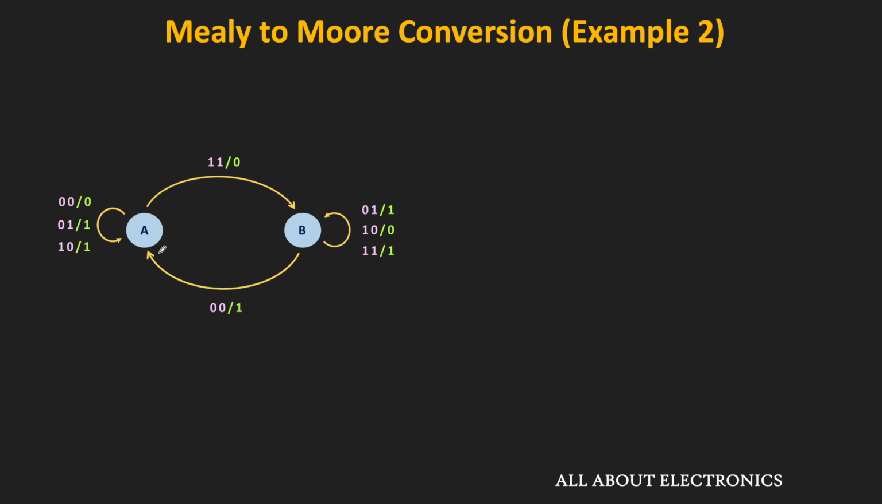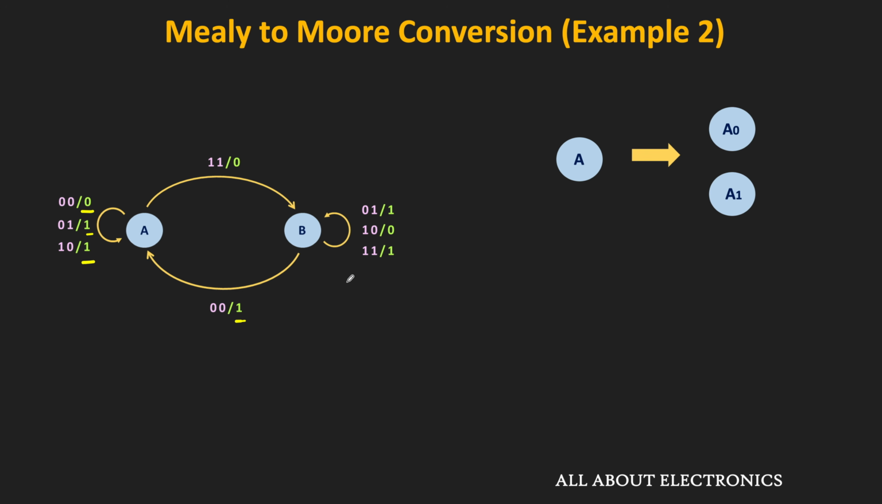Out of the 4 transitions, for 3 transitions, the output is equal to 1, while for 1 transition, the output of the machine is equal to 0. So in short, for all the incoming transitions, we have 2 different outputs. That means here, we need to split this A state into 2 different states. Let's say A0 and A1. In the A0 state, the output of the machine is equal to 0, while in the A1 state, the output of the machine is equal to 1.